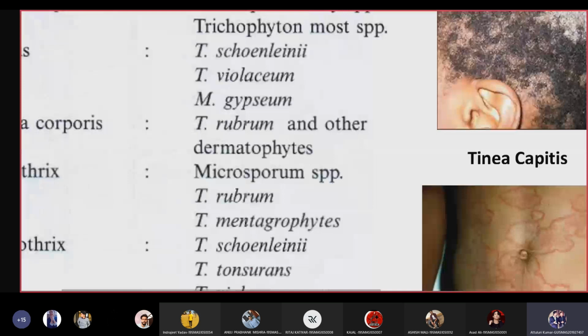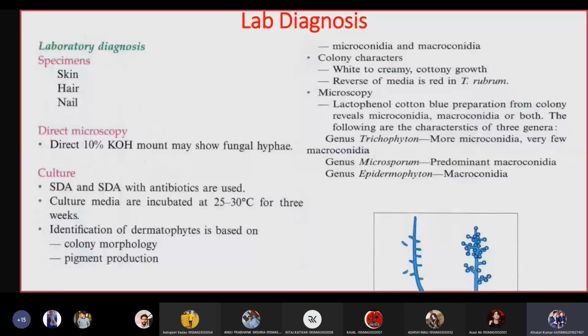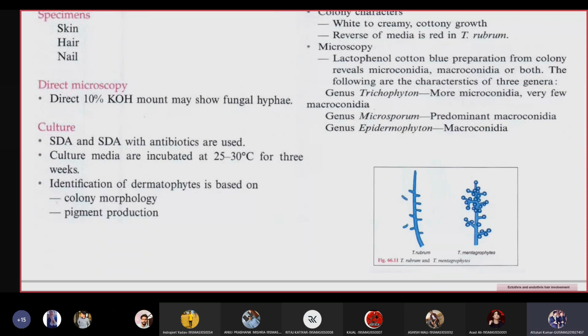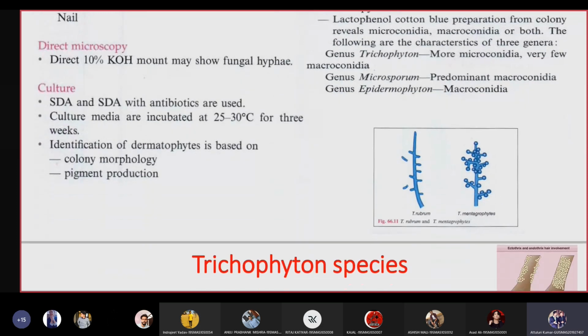Okay, then lab diagnosis of dermatophytes. The specimen of choice will be skin, hair, or nail. Direct microscopy can be done with 10% KOH. Culture can be done on SDA at a temperature around 25 to 30 degrees centigrade for 3 weeks to get the positive report. On the culture, we can identify these fungi depending upon their colony morphology, pigment production, and presence or absence of micro and macroconidia. With the help of these characteristic features, we can identify the type of dermatophyte causing infection in the patient. So let us see individual dermatophyte species and their characteristic features.